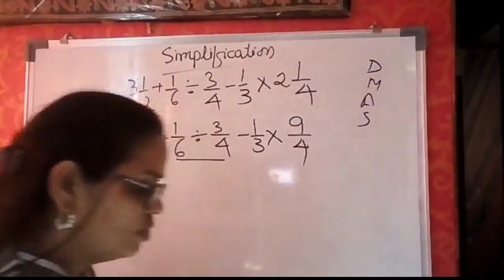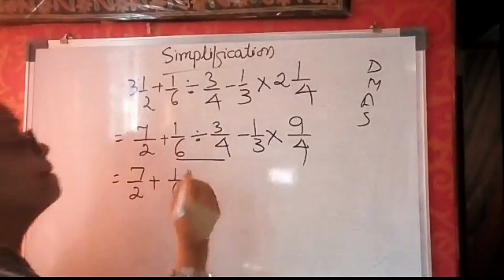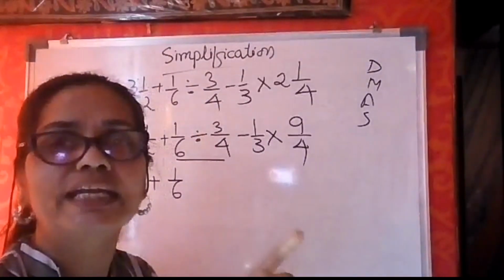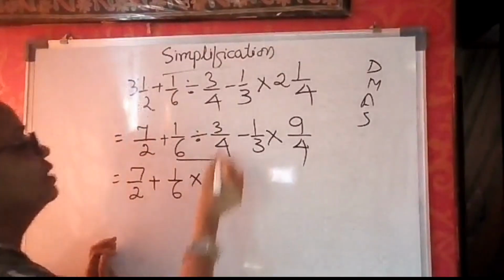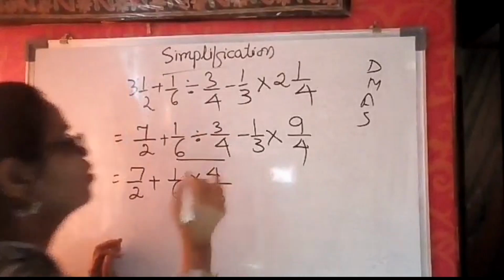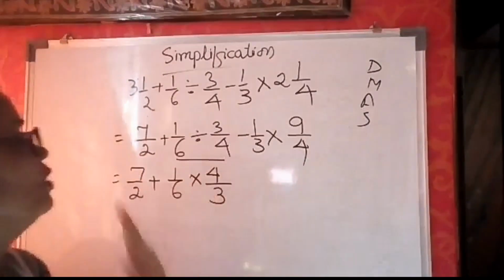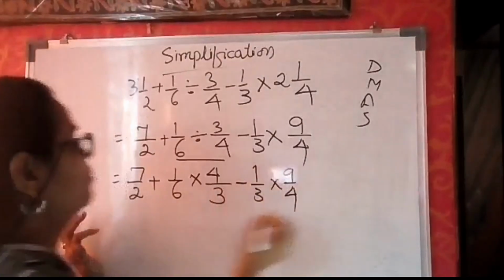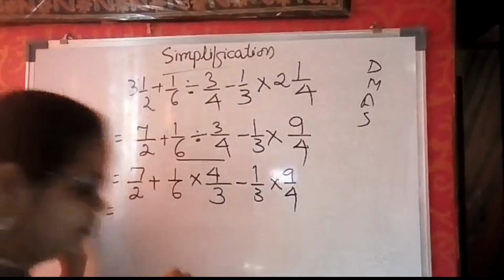Now what I will do? This 1 upon 6. In division of fraction, we are doing multiplicative inverse of the other number. So multiplication sign. 3 upon 4, I will make it 4 upon 3 because multiplicative inverse of 3 upon 4 is 4 upon 3. Minus 1 upon 3 multiplied by 9 upon 4. Now this is what it will come.